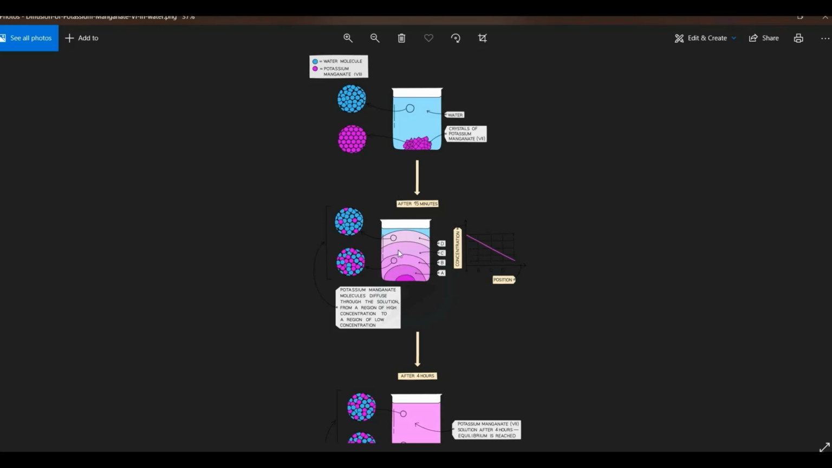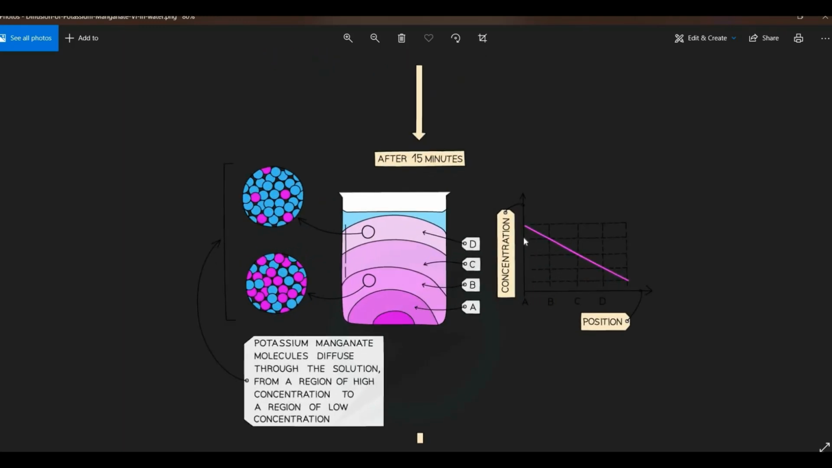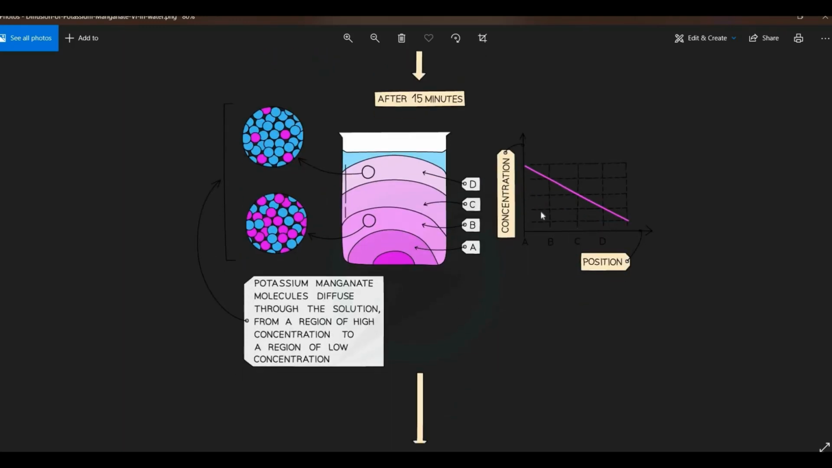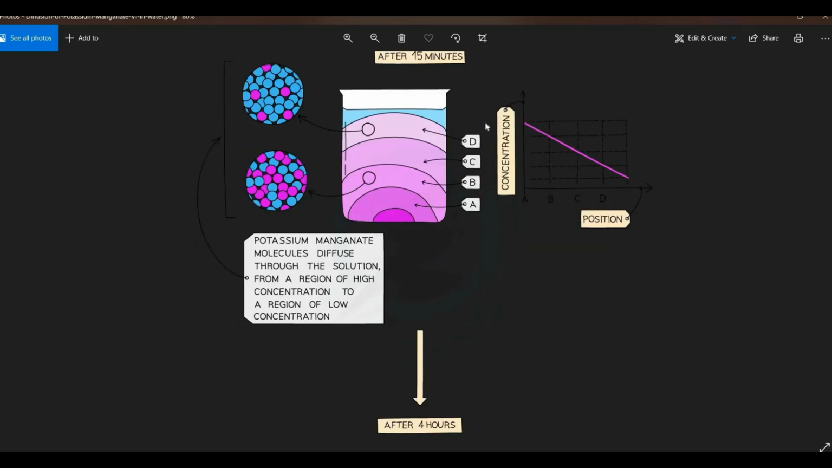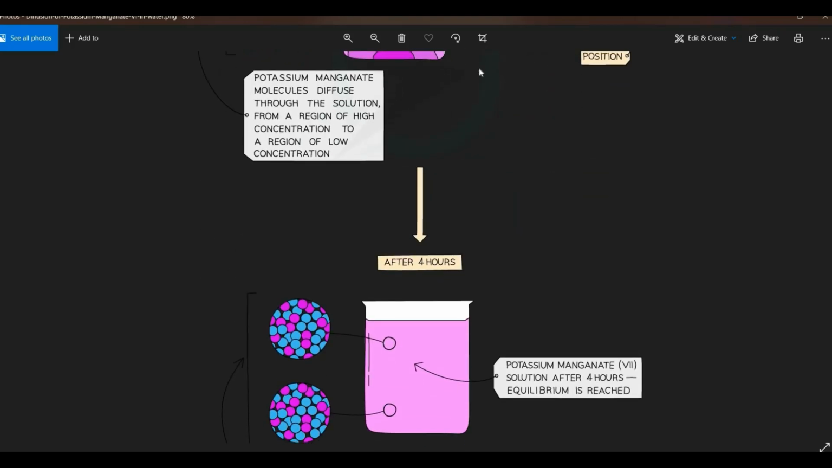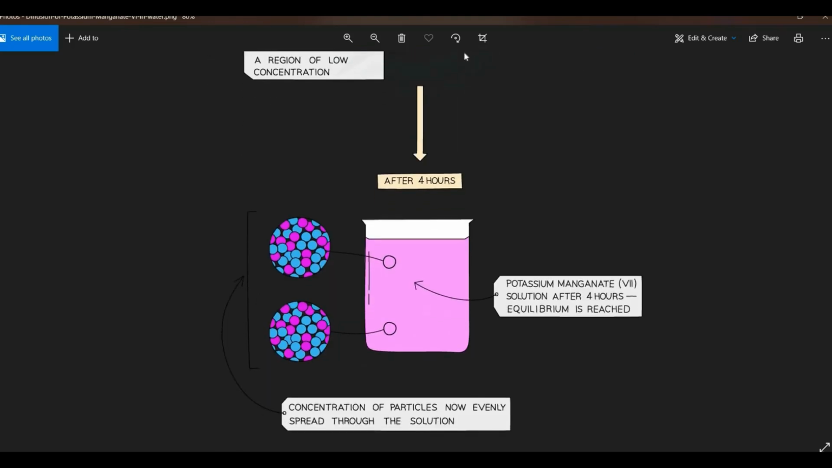You can see here clearly the process is occurring, and I can also show you a graph here. As the position increases, the concentration is decreasing, because it's moving on from A, which is of high concentration, to B, to C, to D, which is of least concentration. Now what will happen if you look back at this beaker after 4 hours? Equilibrium will be reached. The particles will now be evenly distributed throughout the solution.